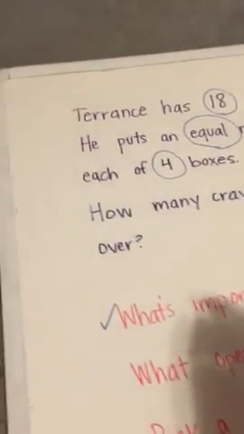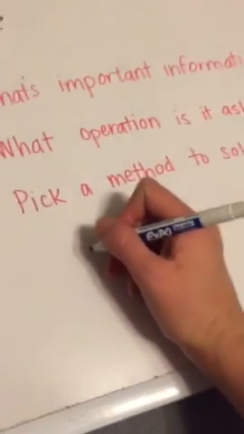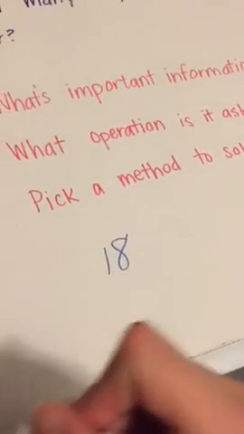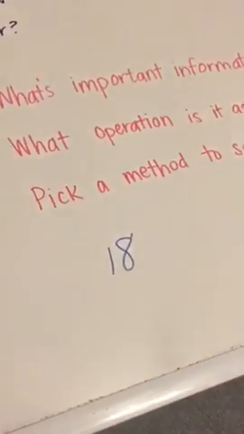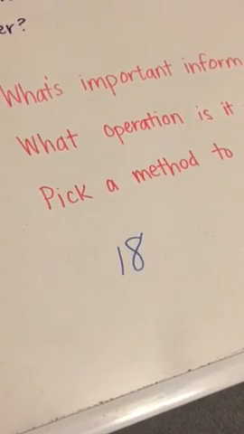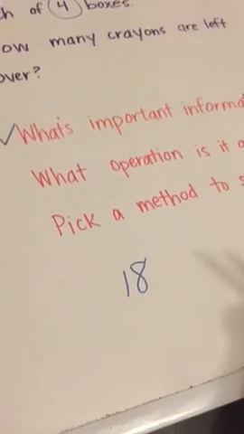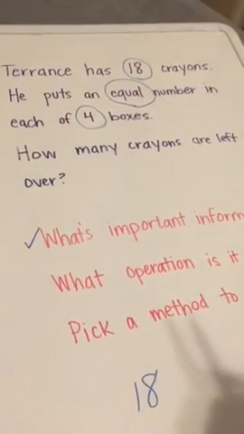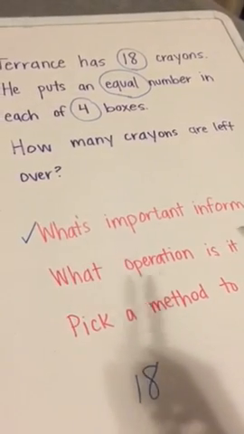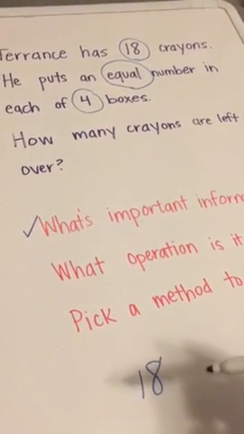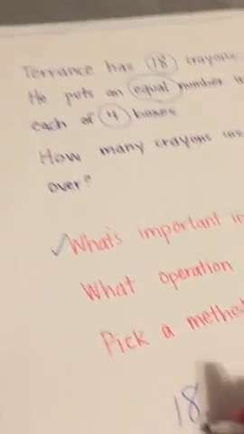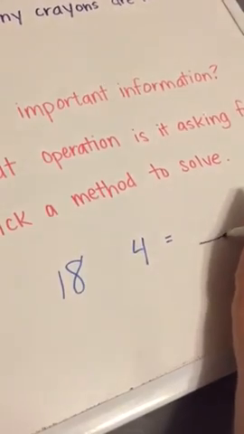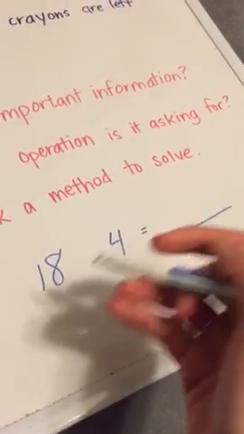Terrence has 18 crayons. Do you remember we talked about our fact families. I told you when you start with a big number, it's going to be division, okay? If you're starting with a big number and ending with a small number, it's going to be division, okay? Because you're taking a big group and making it into a small group. So, let's see, starting with 18, he puts an equal number in each of the 4 boxes. Okay, so I know that you're starting with 18 and you're putting them into 4 boxes. Okay, and you're trying to find out how many would be in each box, and you want an equal amount.